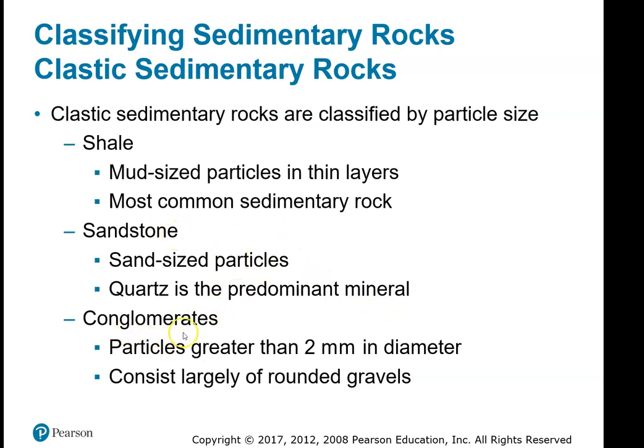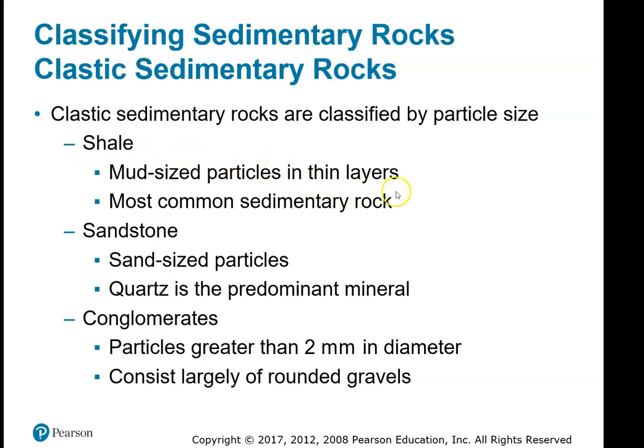And then larger, if larger particles make up the rock, that's called a conglomerate. All right, and these tend to be really large, and they're not well sorted. Like the shale is very, very well sorted. They're all about the same size.